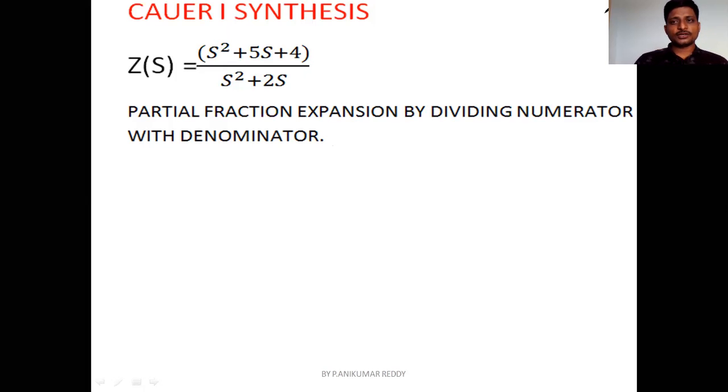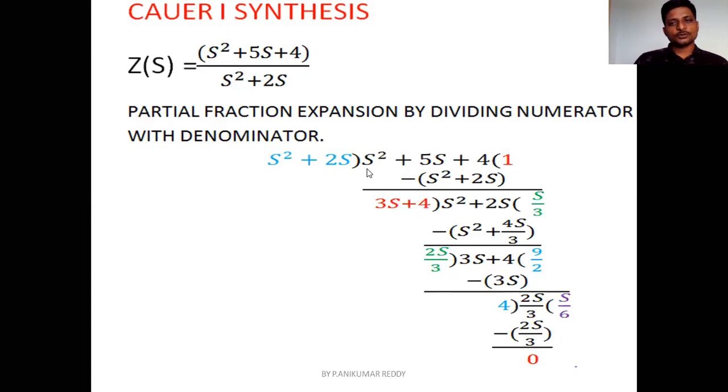So after that, what we have to do is divide s square plus 5s plus 4 by s square plus 2s. First, you have to look at the first terms. To get s square, you have to multiply this divisor by 1, so you get s square plus 2s. So here in the quotient you have to write 1.